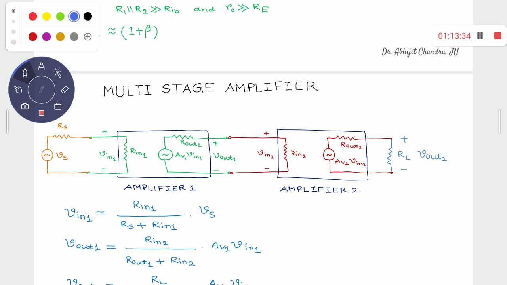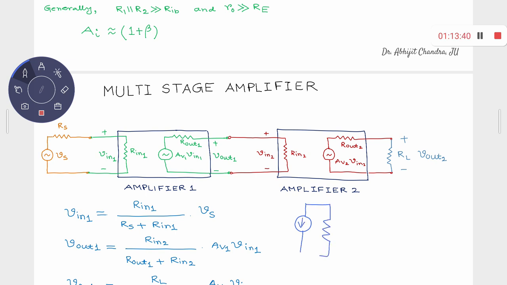Typically what you have seen on the output side, typically we have seen like this, no? Typical was the scenario? Yes. But you know that this current source turned with a resistance is equivalent to a voltage source in series with a resistance. Circuit theory knowledge, isn't it?